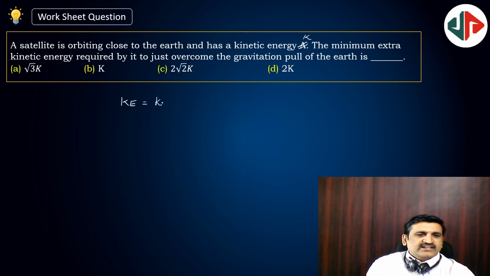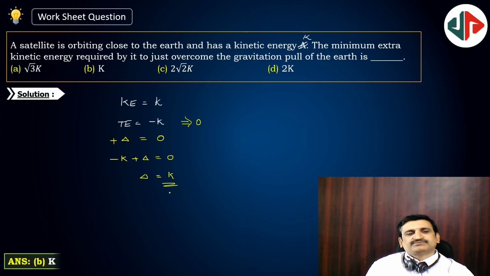If the kinetic energy is K, what about total energy? Total energy is equal to minus K, isn't it? If the total energy becomes 0, then it can escape. If you want to make it 0, how much extra energy do you have to give? Minus K plus delta equal to 0, then delta needed is equal to K. So one more K is needed to escape.